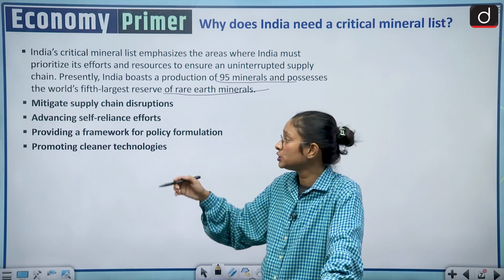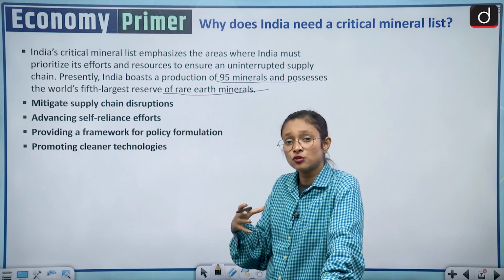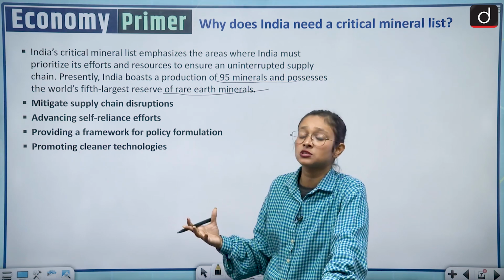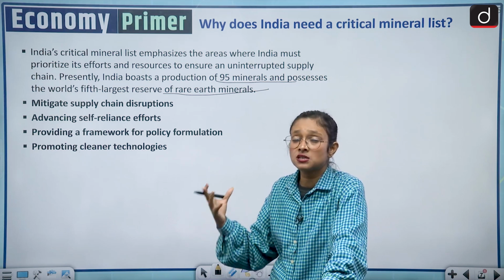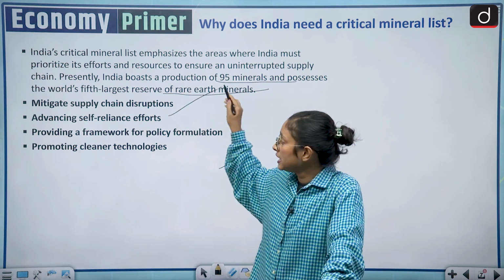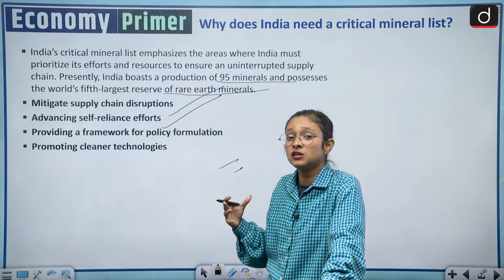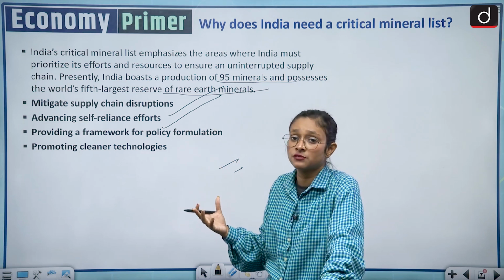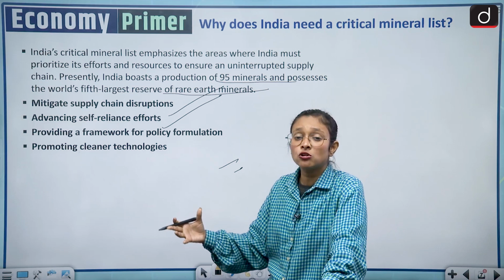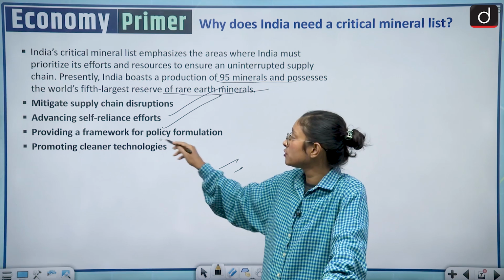So first, what we have to do is focus on the supply chain disruption. We produce a huge amount of minerals, but our supply chains are not effective, because our extraction processes are not effective, and we are still dependent on so many imports from other countries. So we need to improve that. Advancing self-reliance efforts. Despite having production of 95 minerals, we are highly dependent on imports. So here we have to focus on self-reliance, and we also have to bring the policy of Atmanirbhar Bharat in terms of minerals, also providing a framework for policy formulation.